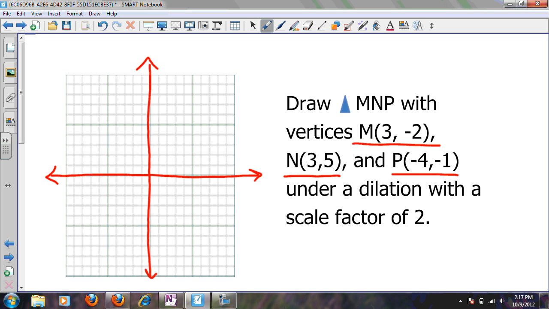So M is at 3, -2. Here is M. N, 3, 5. That is N. P, -4, 1. That is P. Here is my triangle.